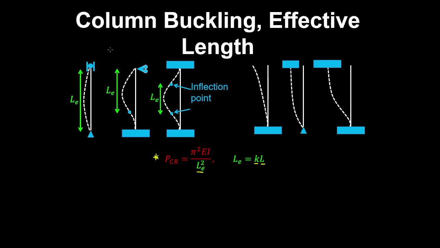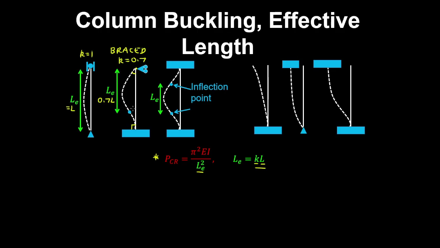So for the braced columns, being the three on the left, for a column that's free to rotate at each end, we got k equals 1. So therefore the effective length is equal to the length of the column. And for a case that was fixed at one end and was restrained by a vertical roller at the other end, we got k is 0.7. So the effective length is 0.7 L.